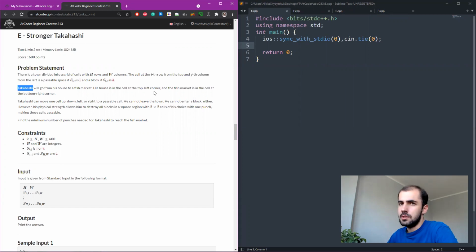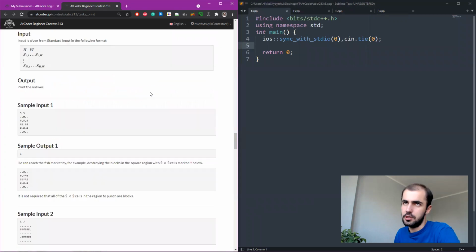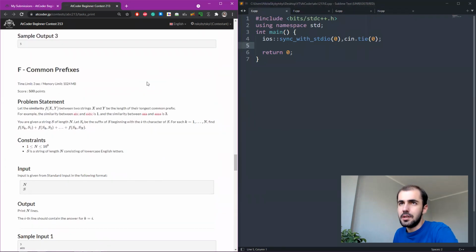Ooh, I'm usually bad at such problems, so you should read the next one as well. Problem: f common prefixes. I actually immediately regret my decision to read the problem. But let the similarity f of x and y between two strings be the length of their longest common prefix. Okay, we can compute that quite quickly.